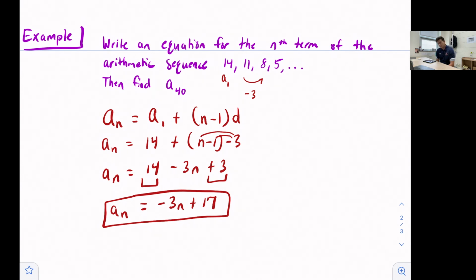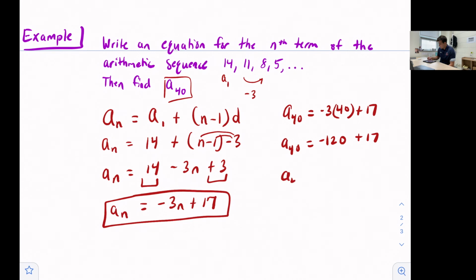Now we can use that to find whatever term we want in the sequence. In this case, they want us to find A sub 40. So we'll do it over here: A sub 40 is equal to negative 3 times 40 plus 17. So this is going to be negative 120 plus 17, and that's going to give us negative 103. So that tells us that the 40th term in the sequence would be negative 103.